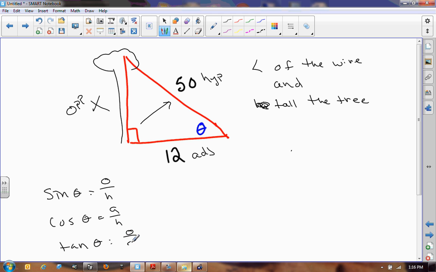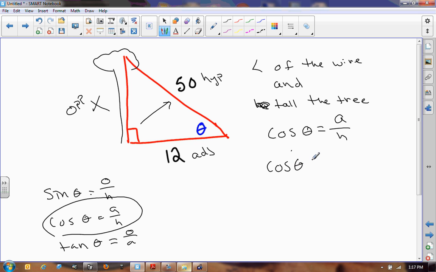All right, let's see. I've got information about H and A. H and A, that's a cosine. So I'm going to start with a cosine. Cosine of theta equals, start with the ratio, A over H. Don't be lazy. Don't jump into it. Fill it out. Do I know the cosine of the angle? No, I don't. So the cosine of the angle is what I'm trying to find. I do know the adjacent side is 12. I do know the hypotenuse is 50. We'll come back and find the opposite in a second. Let's find the angle first.